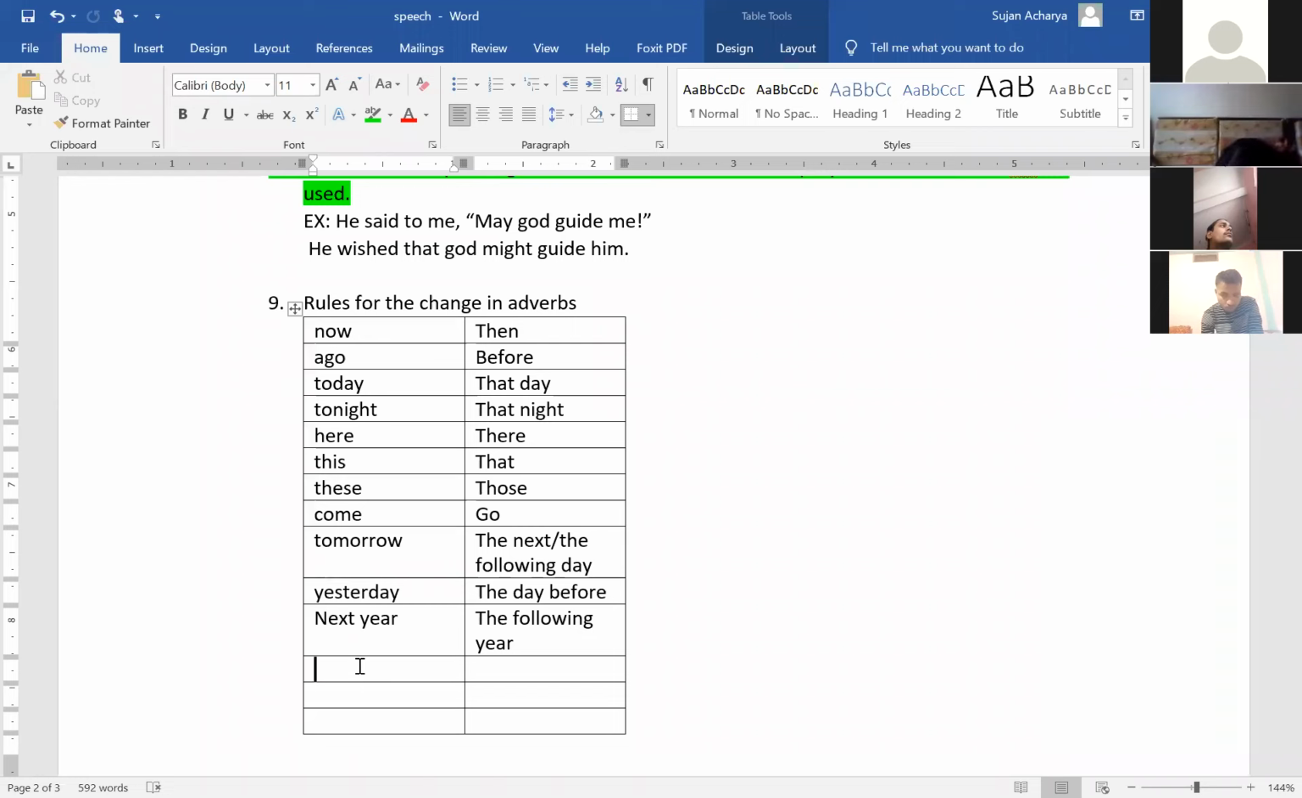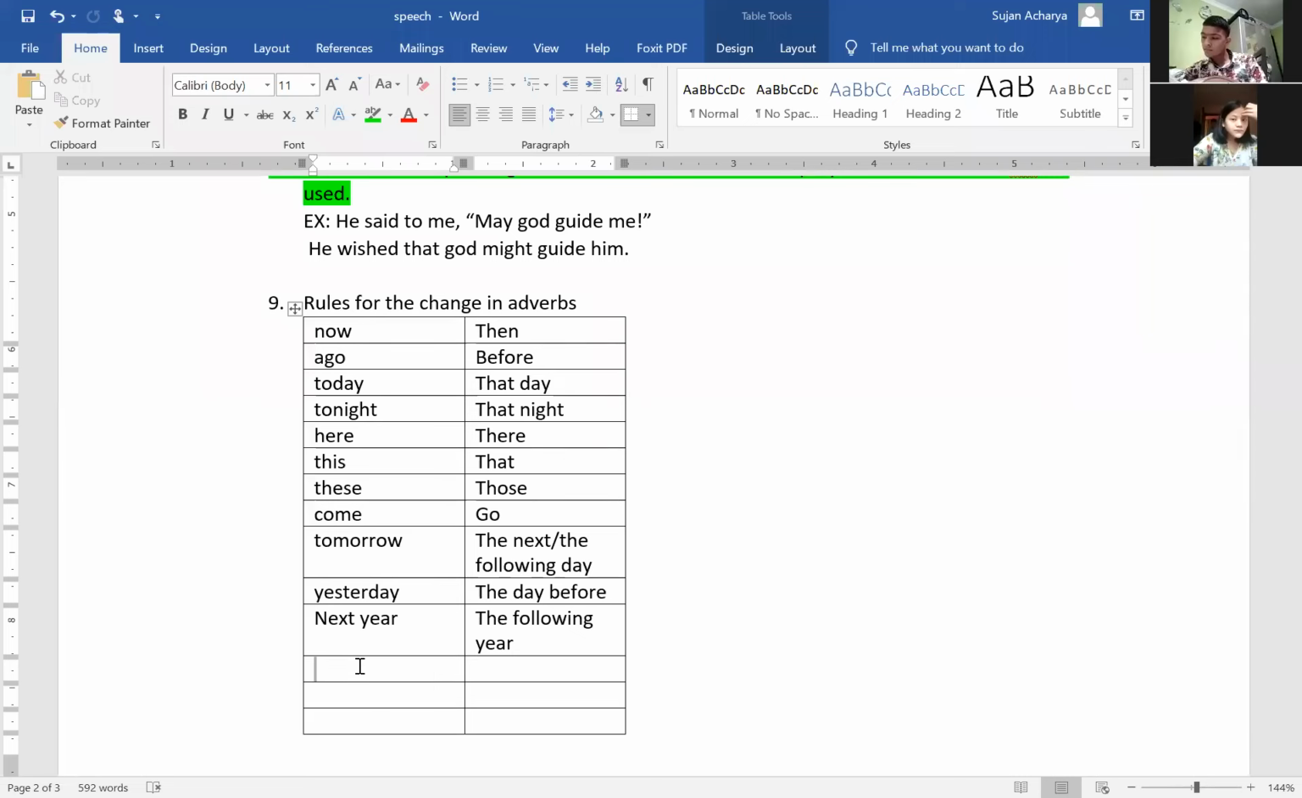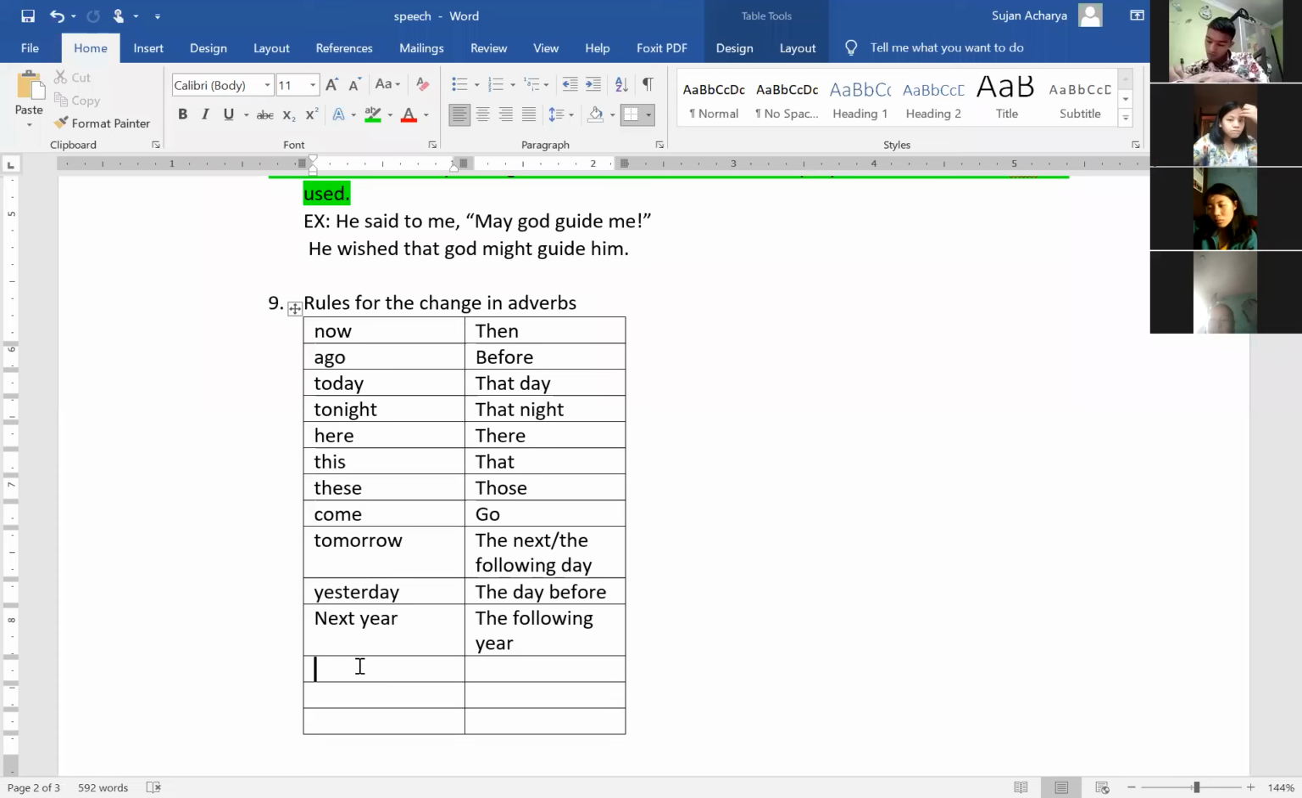Last Saturday. Last means last. He said to me, I will meet you last Saturday. He told me that he would meet me last Saturday.